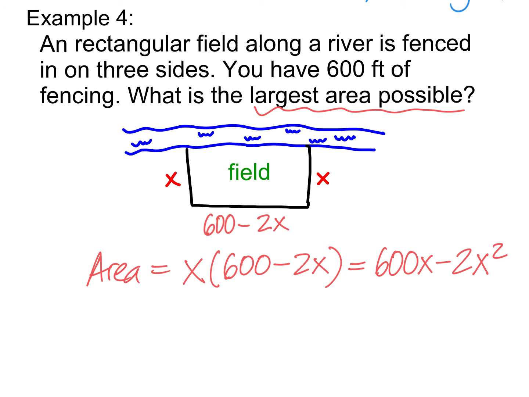Hey, that's a parabola, and it's another parabola that faces down. The output of this parabola gives you area, because area equals this formula. So the outputs are the areas, and since it's an upside down parabola, we're going to get a maximum value, which is perfect because this question asks for the largest area possible. So let's figure out where that vertex is. Once again, we use negative b over 2a. So you have negative, and b is 600, and a is negative 2. So you have 600 divided by 4.